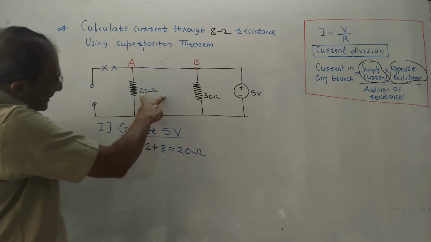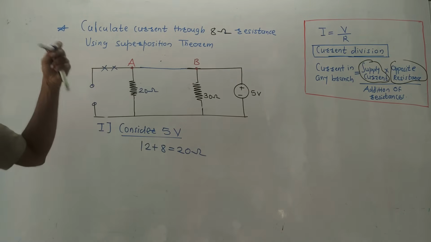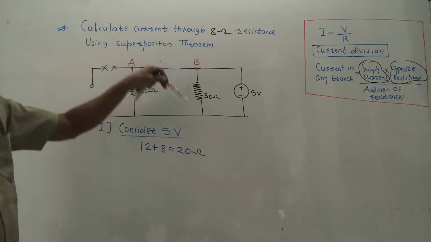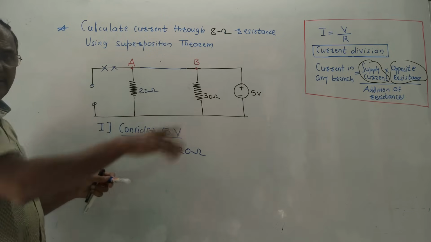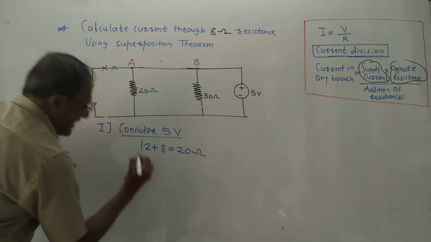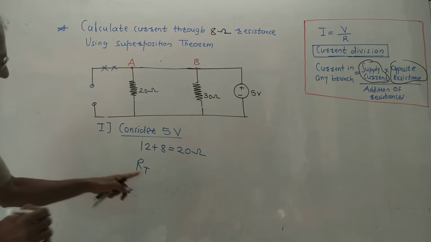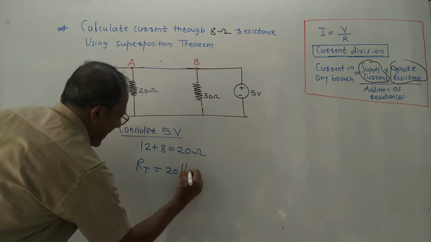Now the next two resistances are remaining. These two are in parallel. You don't even have to think whether they are in the same branch or opposite branch. First was in series, so the second I will consider in parallel. So I will write this as RT. RT is total resistance, which is 20 parallel 30.